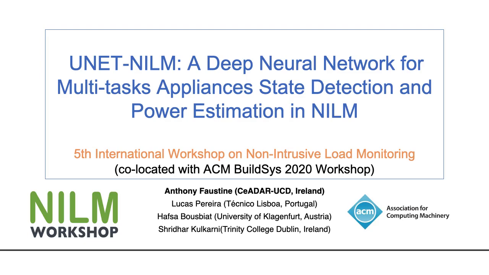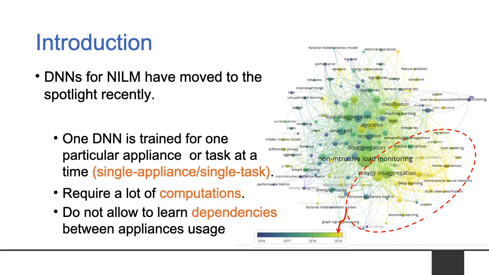I'm presenting our work on UNet-NILM, a deep neural network for multitask appliance state detection and power estimation in NILM. Neural networks, especially convolutional neural networks and recurrent neural networks, have been extensively used for the NILM problem. However, most deep neural networks make use of single-task, single-appliance learning strategies, in which one neural network is trained for exclusively one appliance or one task at a time.